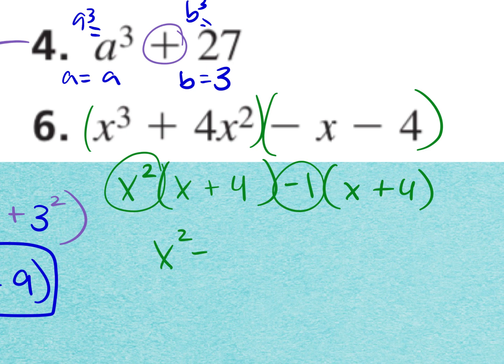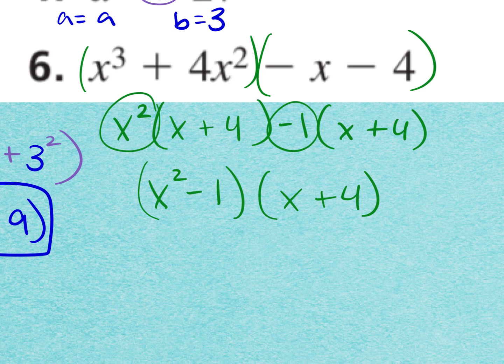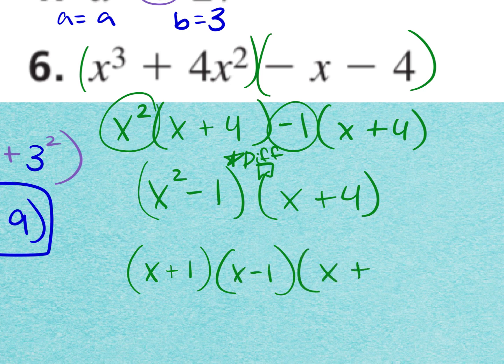So the 2 outsides are going to go together. We have x squared minus 1. Then the 2 insides go together. X plus 4. Can this be factored anymore? How? We have the difference of squares. X squared and 1 are perfect squares. So what does x squared minus 1 factor into? X plus 1 and x minus 1. And then we have an x plus 4. Perfect.